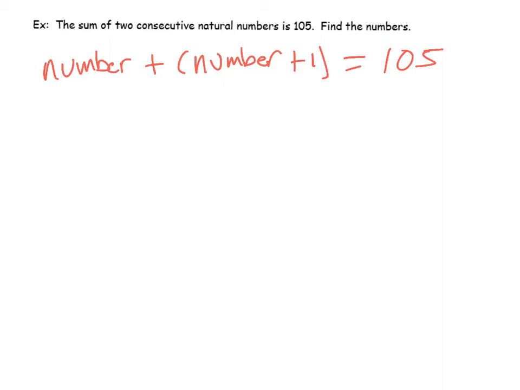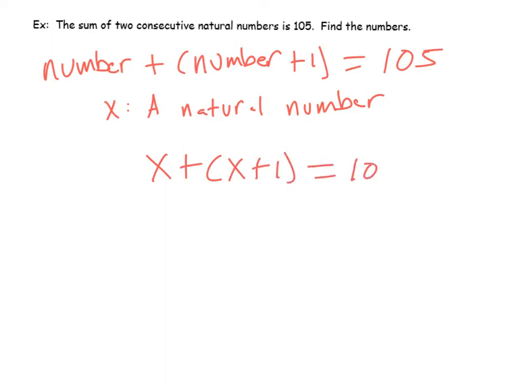Now, the verbal model involves words, but in a lot of ways it is the equation, more or less. For the sake of shorthand notation, I'm going to say x is a natural number. It's what I'm looking for. So instead of saying the number that I'm looking for, I'm just going to say x plus x plus 1 is 105. And now I've got an equation.